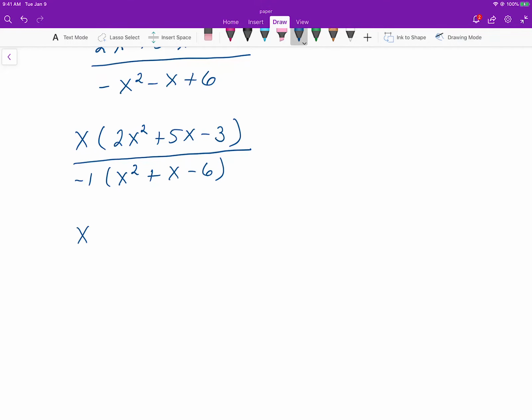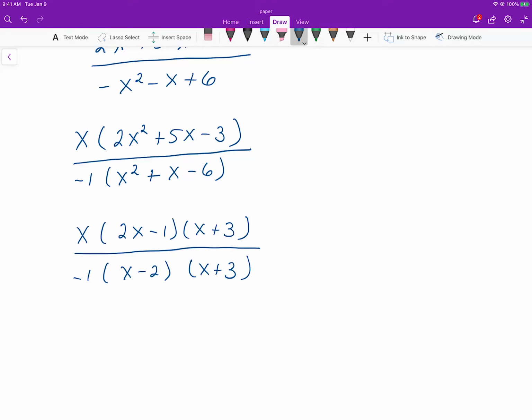You can factor them at this point any way you want, but the factors you should get are 2x minus 1 and then x plus 3 in the numerator. And then in the denominator, we get -1. And then here's another quadratic we're going to factor, and we get x minus 2 and then x plus 3.